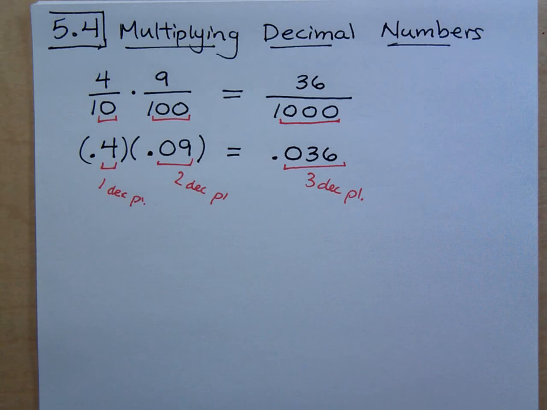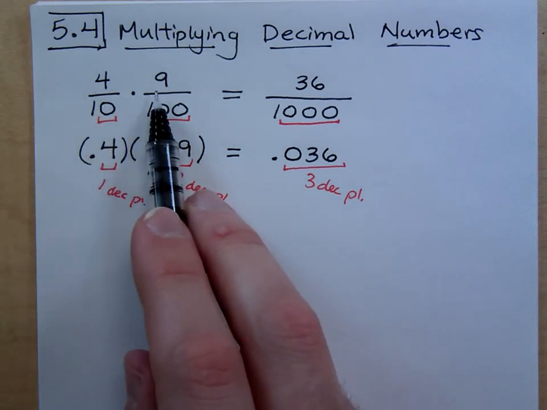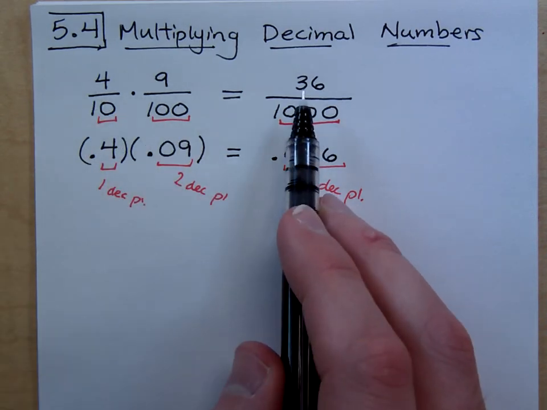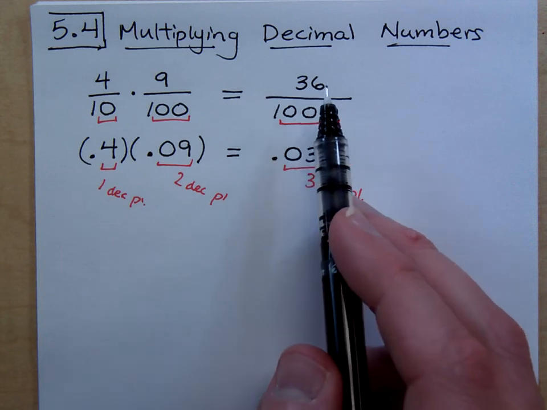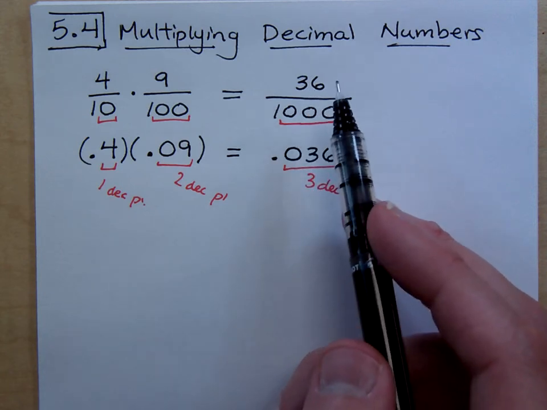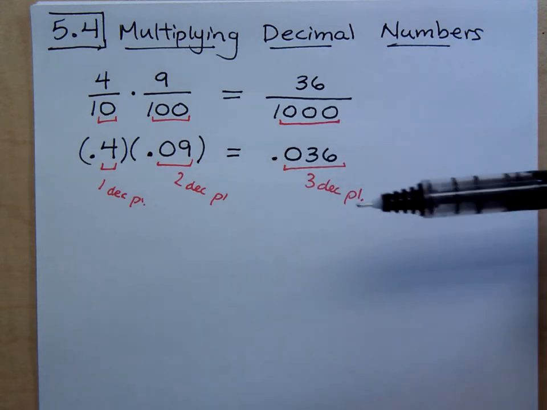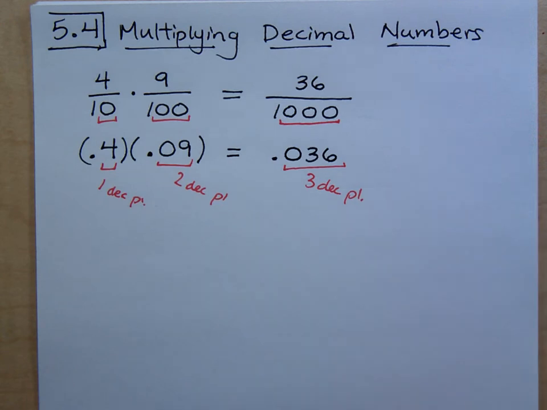You multiply the numbers like normal because you did that here. What's 4 times 9? 36. That's easy. But it's the rest of this. Where does the decimal point go? And that's the problem that we're going to have to pay attention to in these problems.